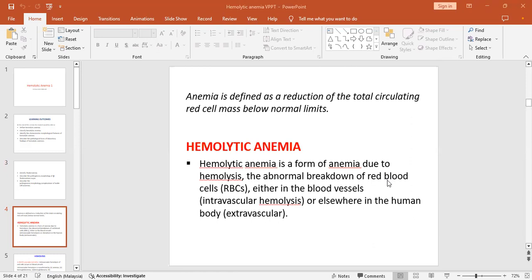So let me define what is hemolytic anemia. Hemolytic anemia is a form of anemia due to hemolysis, that is abnormal breakdown of RBCs, which takes place either inside blood vessels or outside the blood vessel. When it occurs inside the blood vessel, we call it intravascular hemolysis. And when it takes place outside the blood vessel, we call it extravascular hemolysis. The common area where extravascular hemolysis occurs is in the spleen.